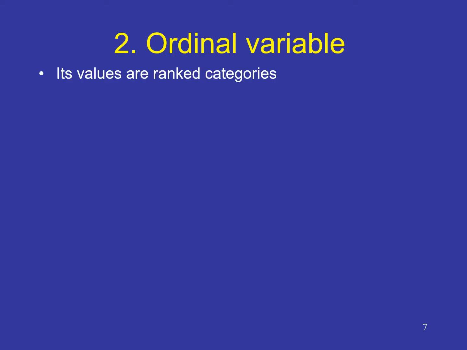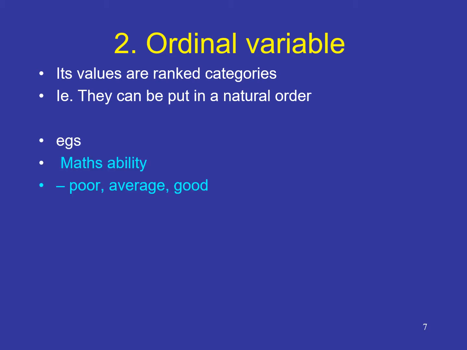Now, if you have a variable where its values can be ranked in order, then these are called ordinal variables. So for example, maths ability: if it's poor, average, good, these are categories, but they do go in a particular order, so this is an example of an ordinal variable.